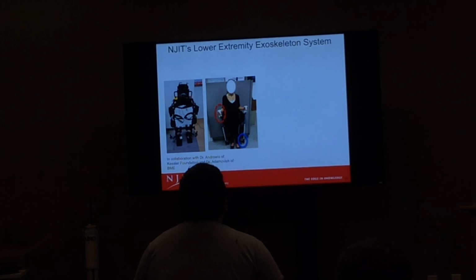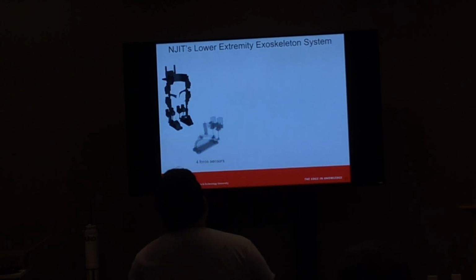The last one, which is what we're working on, is a device that has been developed at NJIT by Dr. Andreas from Kessler and Dr. Adamovich from the same department. One of the unique things about this model is that it has active ankle actuation. Most exoskeleton robots have either passive or fixed ankle joints. This one has active ankles, but it makes things pretty heavy. That's something I don't like, but at least it's working.